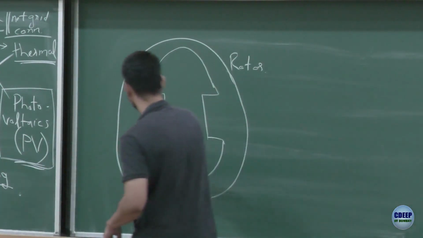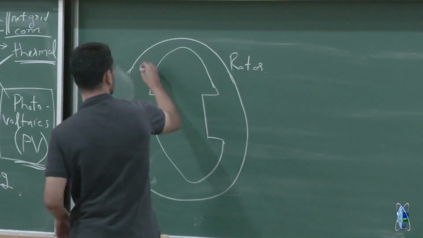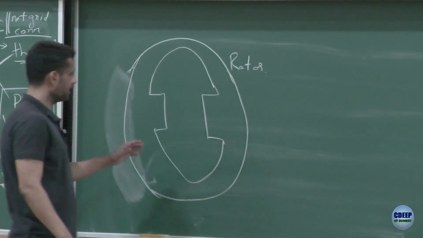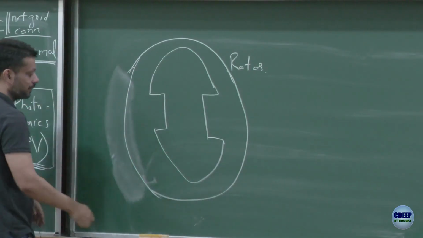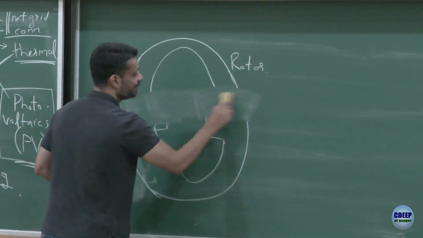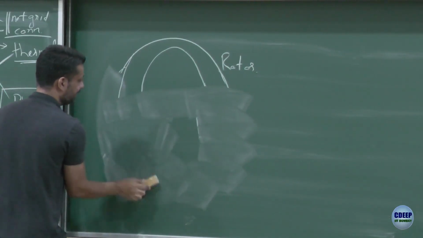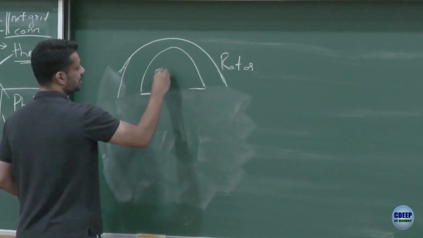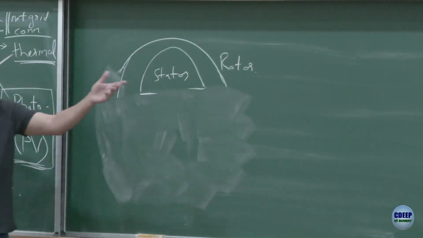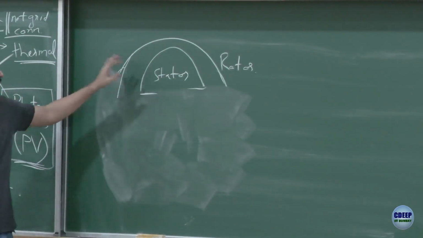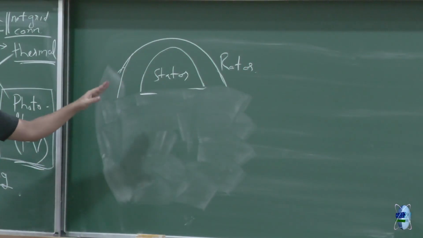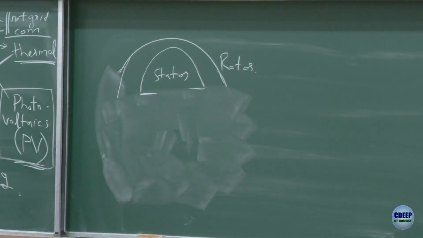Just try to redraw. It looks like an egg, but it's not an egg. This is supposed to be a circle, the outer one, so let's just focus on this part. This is rotor, this is stator. I am just focusing on the top part from that figure. Now I have tried to draw a different shape. The stator is still circular.